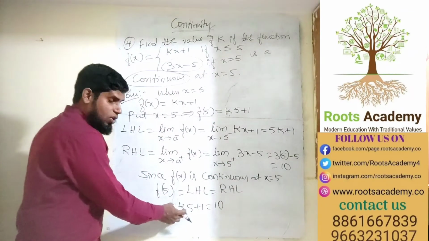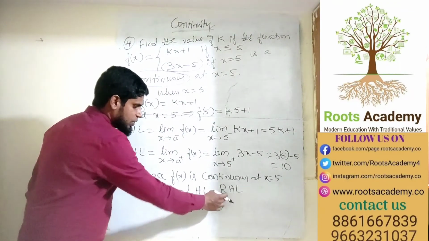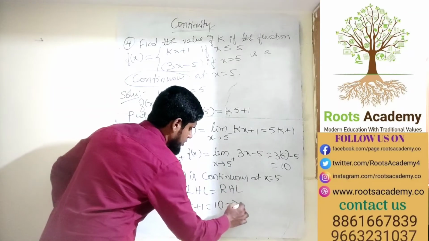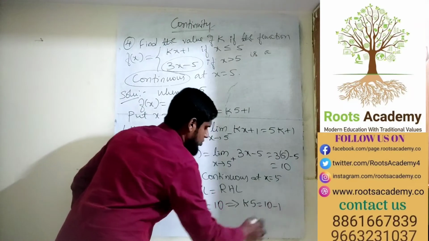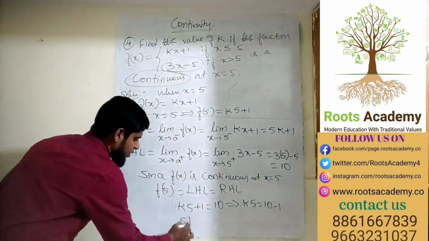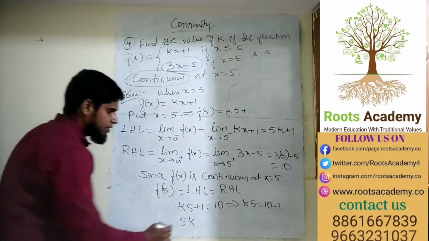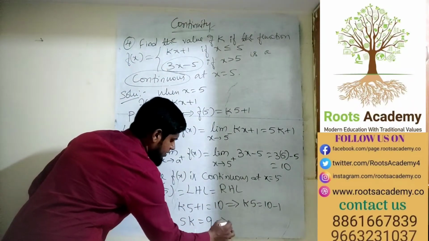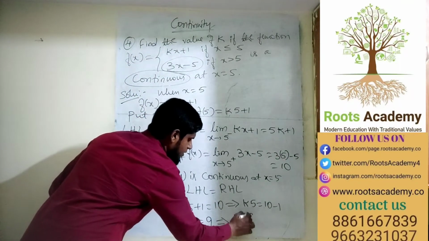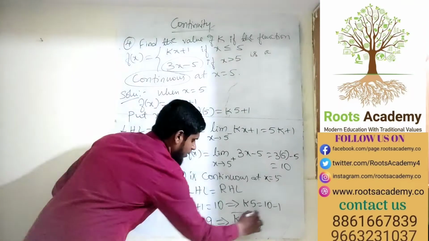So to find the value of k, I will shift plus 1 to the other side. This gives 5k is equal to 10 minus 1. 10 minus 1 is 9, so 5k equals 9, which implies the k value is 9 divided by 5.